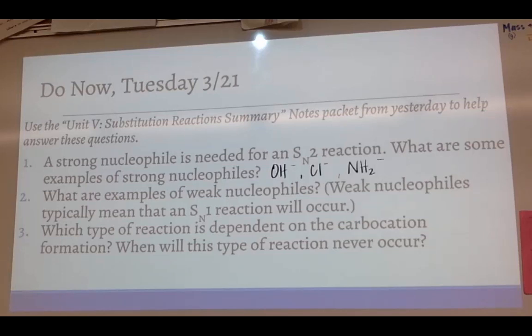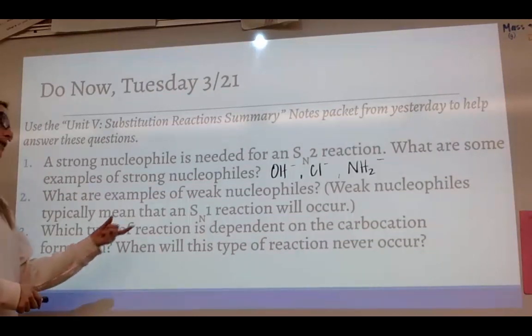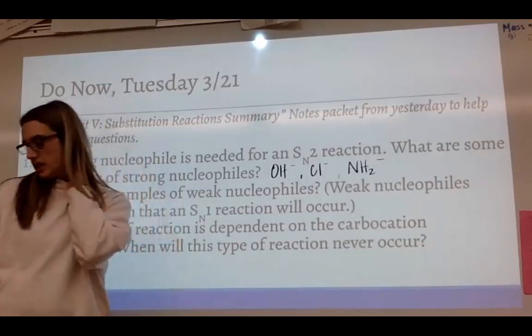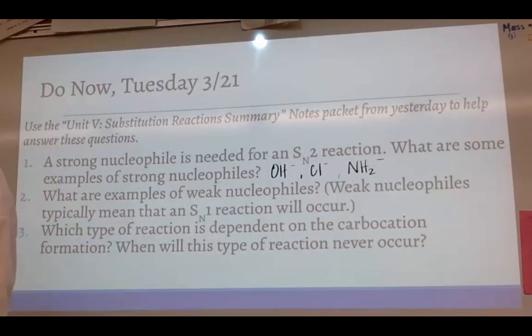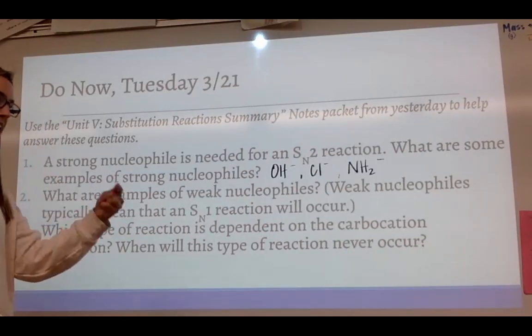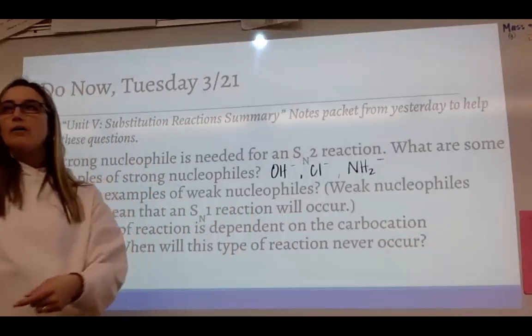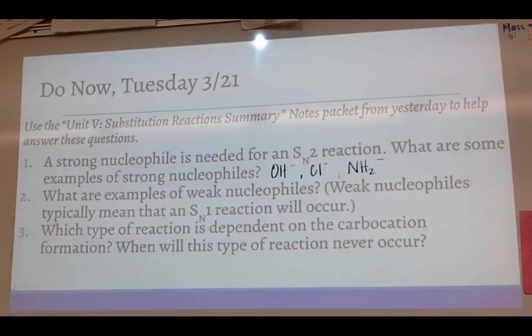Then number two, what are examples of weak nucleophiles? I said weak nucleophiles typically mean that an SN1 reaction will occur. So remember an SN1 reaction, that one means that there's only one reactant in the rate-determining step, which actually means that SN1 reactions are two-step reactions. The reason that weak nucleophiles mean that an SN1 reaction will occur is because a weak nucleophile doesn't have the strength to attack a carbon and kick the leaving group out. So a weak nucleophile has to attack when a carbocation has already been formed.